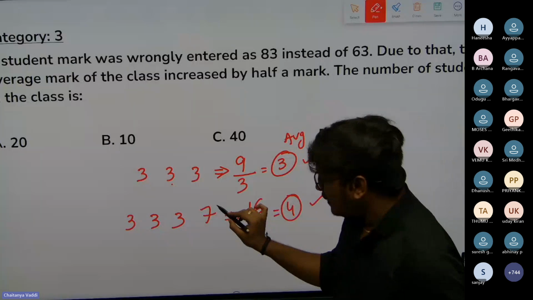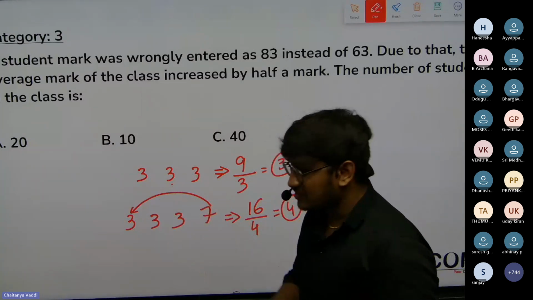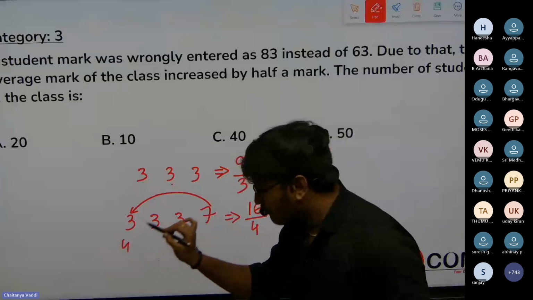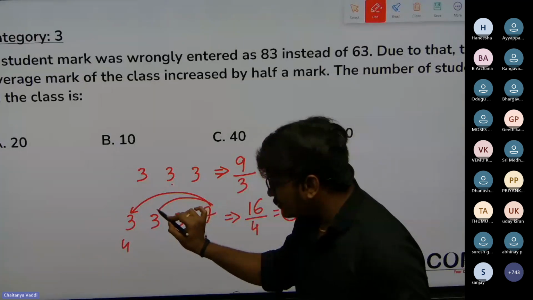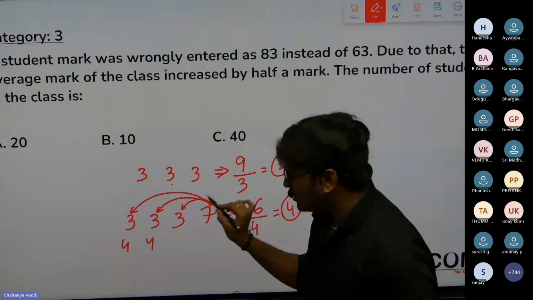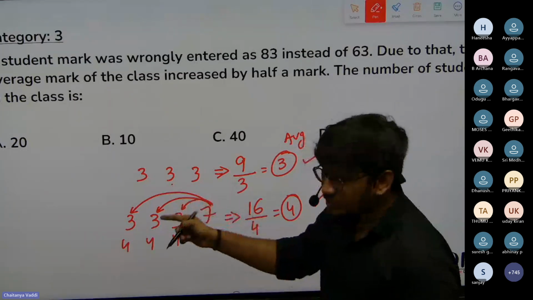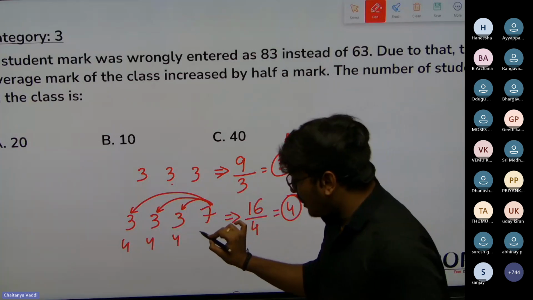Very simple logic. The person who entered the class with 7 chocolates will give 1 chocolate to the first person. How many chocolates is he having? 4. Now he'll give 1 chocolate to the second person. How many chocolates will he be having? 4. And he'll give 1 chocolate to the third person. Even he will be having 4. Now, how many are left with him? He already distributed 3 chocolates to 3 friends, so he'll be having 4.